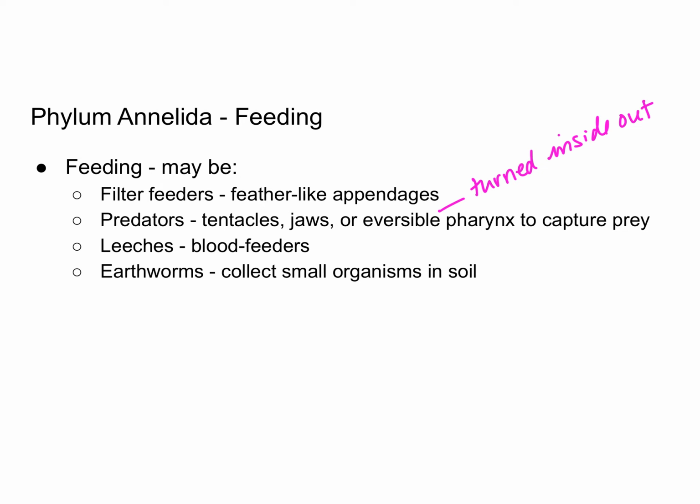Some of them suck blood, so leeches are in the phylum Annelida. And then earthworms are probably the most well known in this phylum, and they collect small organisms in the soil as they're moving around, and that's what they eat.